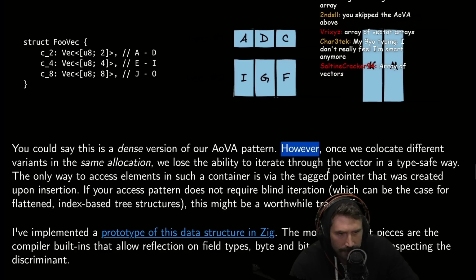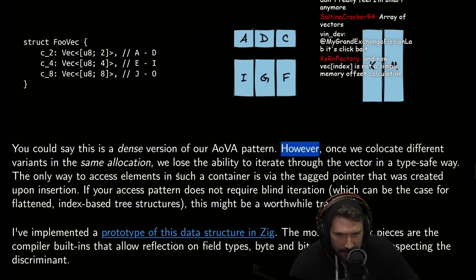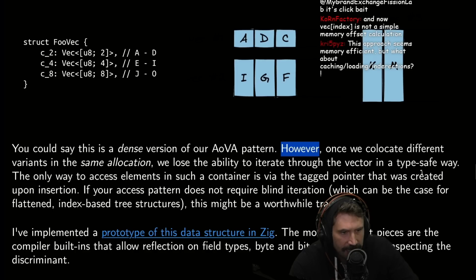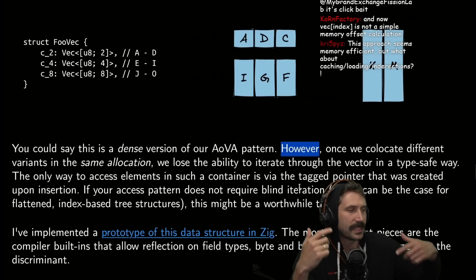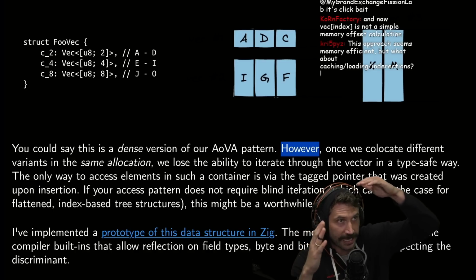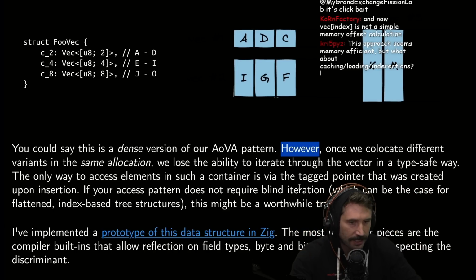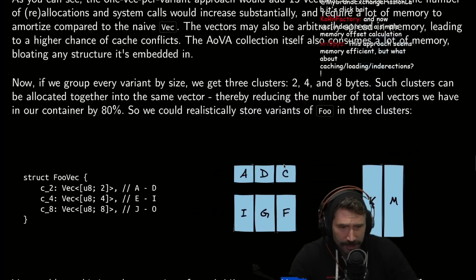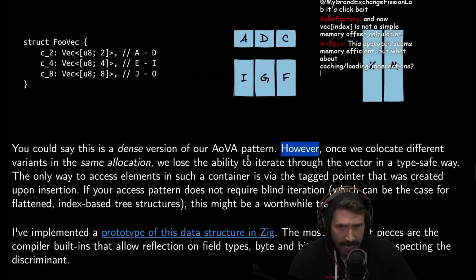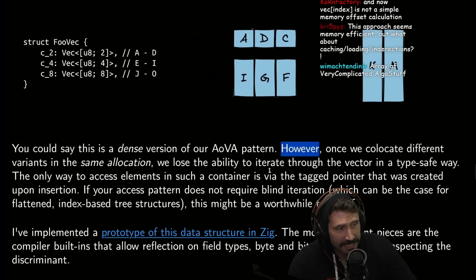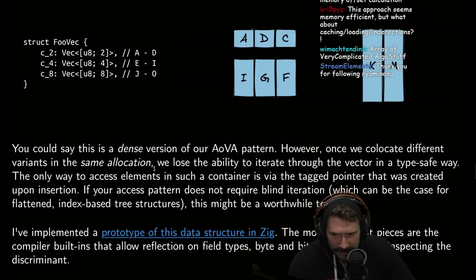However, once we co-locate different variants of the same allocation, we lose the ability to iterate through the vector in a type-safe way. Exactly. So what he means by that is you literally just can't match the type. You can't just for match. I'm not even sure how you'd walk through this in order to begin with. How do you know what order is what order? And when it comes to an AST, ordering is pretty important. So I don't quite see how we do something with this yet.